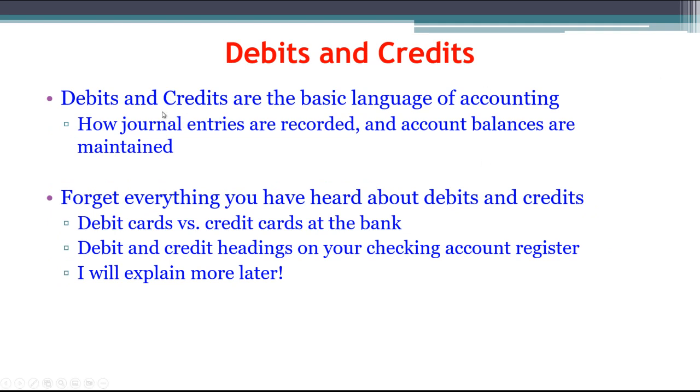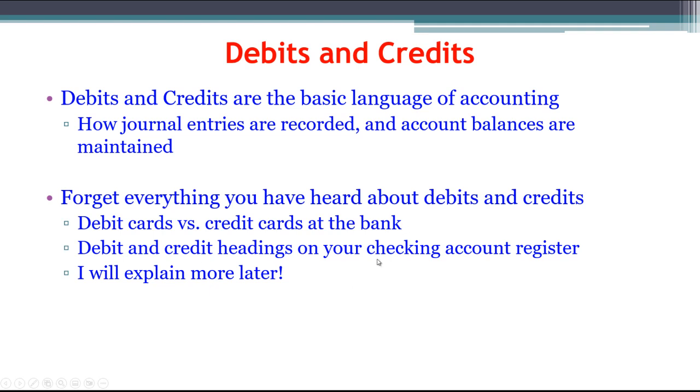So we need to know the debits and credits are very, very important. They're going to pervade throughout the rest of this course and accounting in general. They're the basic language of accounting. We need to understand that to be able to record journal entries, keep account balances, all of that.